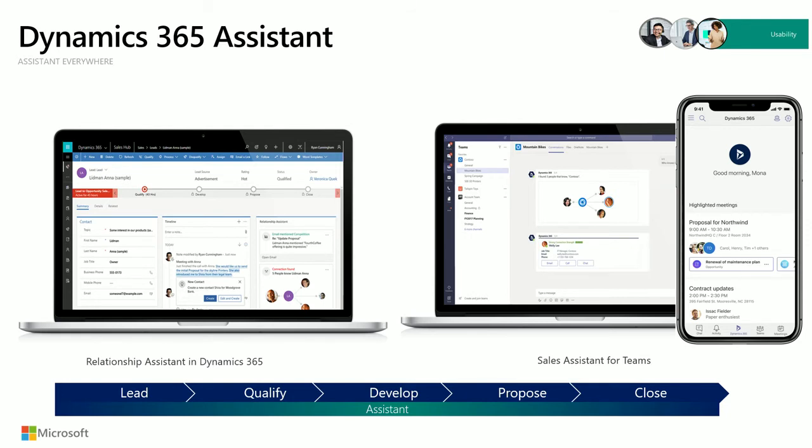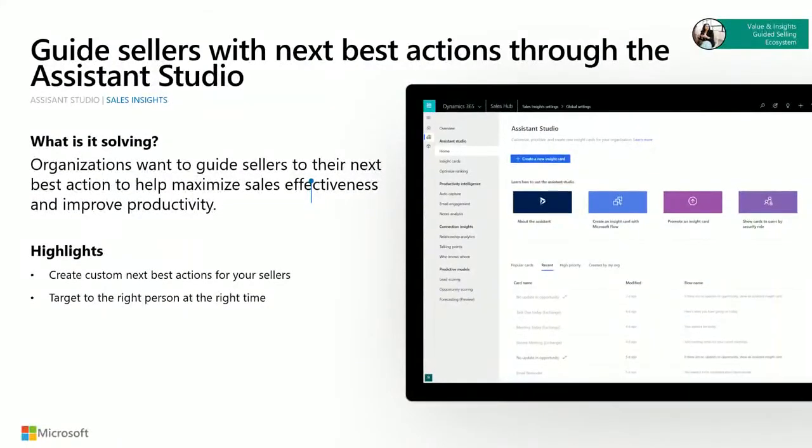That is because we had a lot of feedback saying the insights that you provide out of the box are interesting, but they don't fit my needs. So what we started to do is allow you to create your own next best action using the Assistant Studio. The Assistant Studio is basically a tool for you to start building those things. And let me switch to the demo.